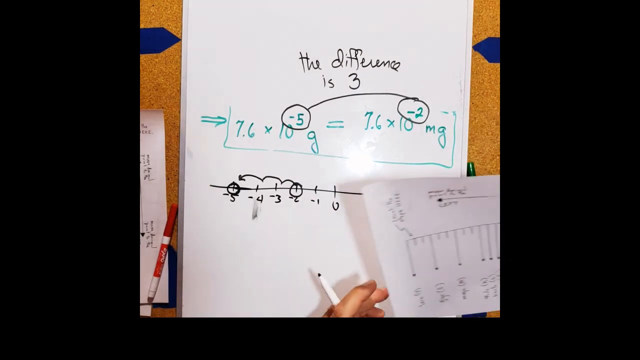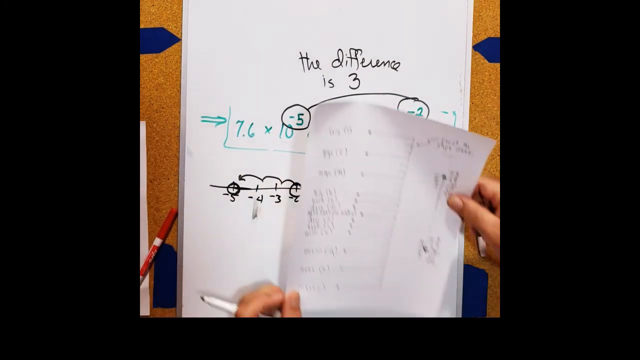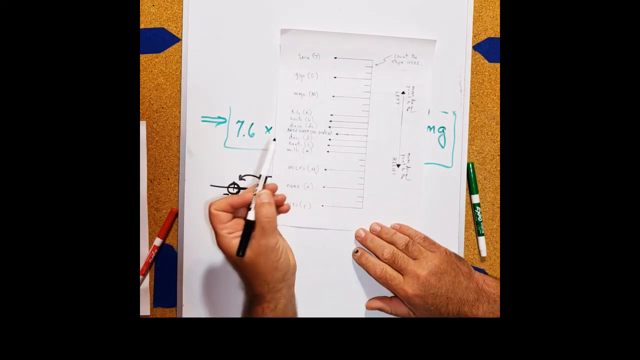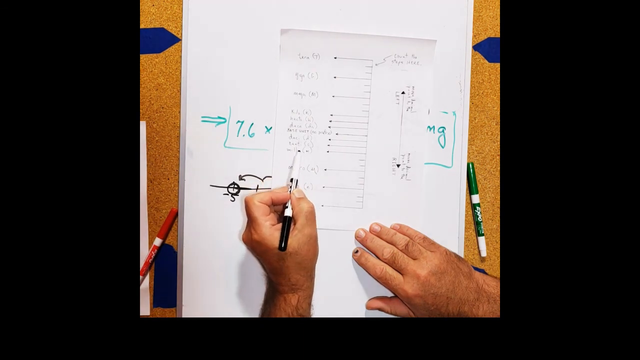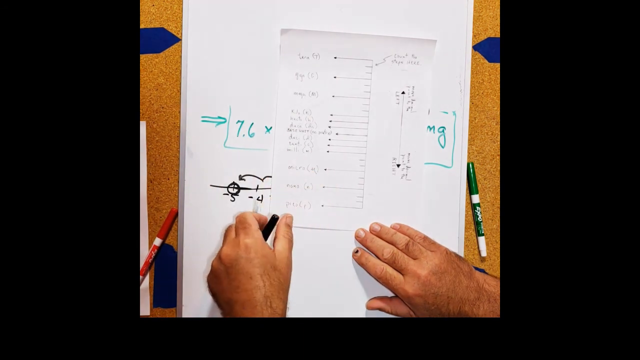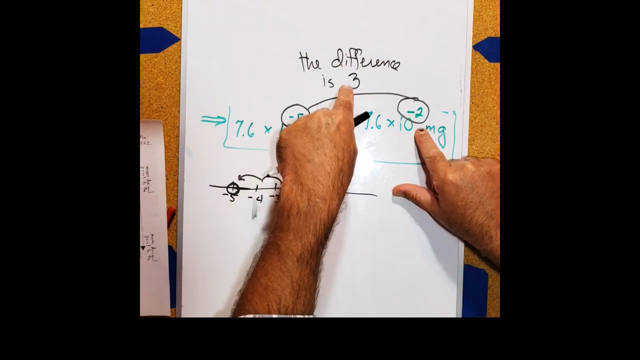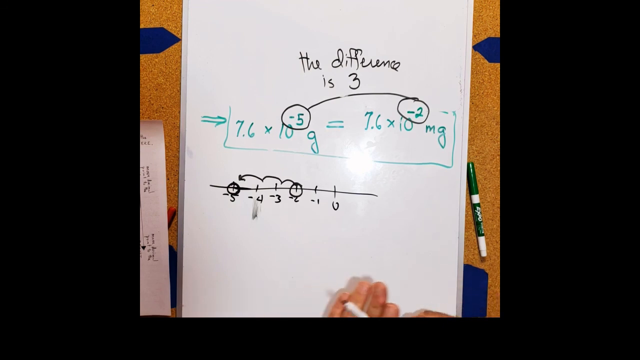Now here's the real shocker, the real eye-opener. Our original conversion was from grams, which is the base unit, to milligrams down here. How far apart are those? 3. How far apart are these exponents? 3. So I hope you can see what's going on here. Okay. Let's try another example.